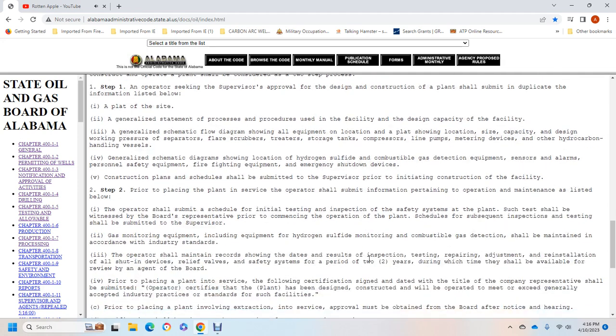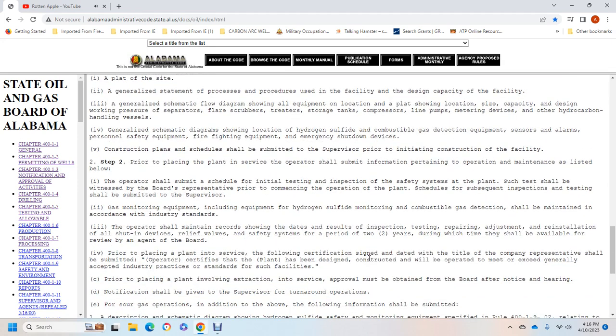Step 2. Prior to placing the plant in service, the operator shall inform the supervisor of the pertinent operation and maintenance items listed below. 1, the operator shall submit the schedule for the initial testing and inspection of the safety system of the plant, listed for the test, so that the business representative can attend prior to the commencement of the operation of the plant. 2, the subsequent inspection and testing shall be submitted to the supervisor for the gas monitoring equipment, including equipment for hydrogen sulfide monitoring and combustible gas detection, and should be made in accordance with industry standards.